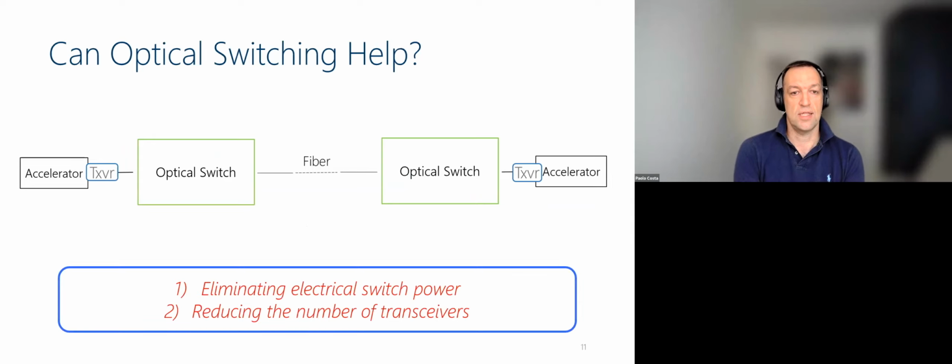The first one is that by replacing electrical switches with optical switches, you don't have to pay for the power of the electrical switches. But second, also, since they operate in the optical domain, you also reduce the number of transceivers. So you have a double effect in terms of your power reduction. You affect both the switch side, but also, at least in part, the transceiver side.